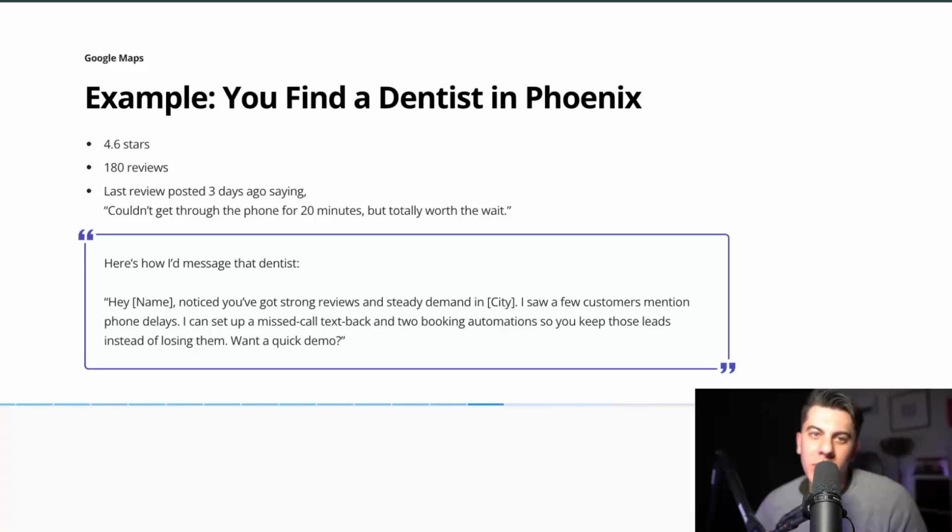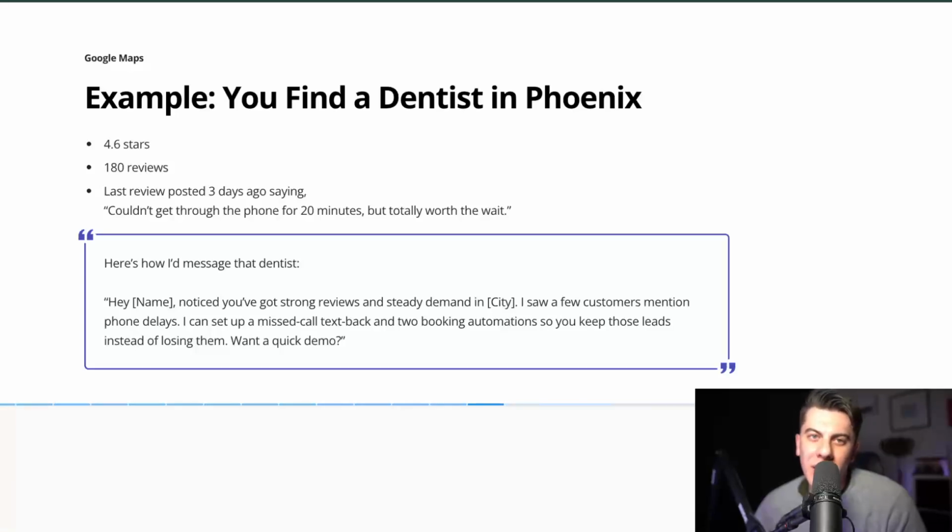You can pitch a missed call text back system or a booking automation and it'll hit like a bullseye. Here's how I'd message that dentist. Hey, name, noticed you got strong reviews and steady demand in city. I saw a few customers mention phone delays. I can set up a missed call text back and two booking automations so you keep those leads instead of losing them. Want a quick demo?